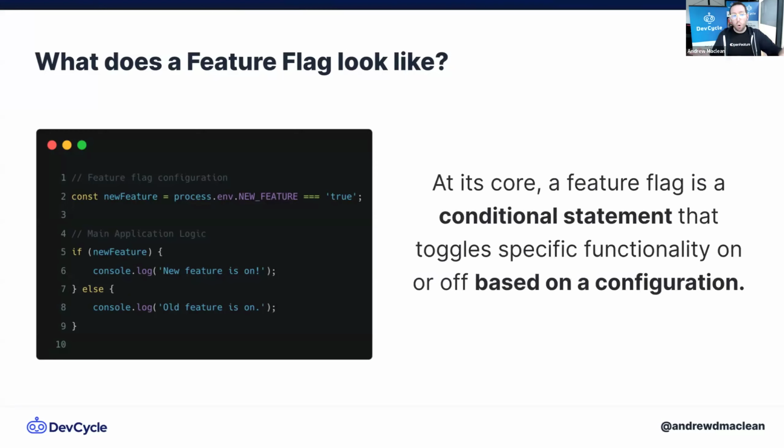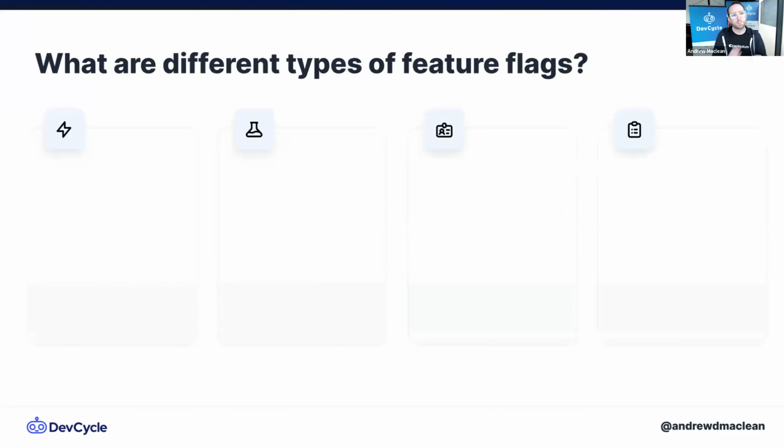So at its core, this is really what feature flagging is all about. A feature flag is just a conditional statement that toggles on specific functionality based on a configuration. Now, obviously, this is probably not what most of your feature flags are going to look like, but if you've ever implemented something like this in your code, you've probably been doing feature flags without even recognizing it.